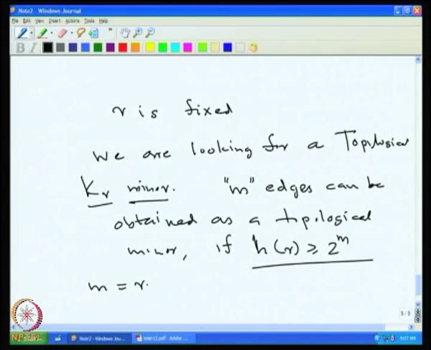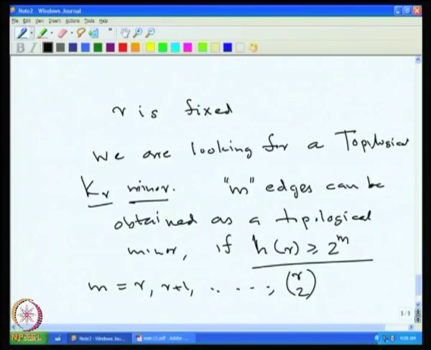So, for m equal to r plus 1, we will do the induction like that till r choose 2. When m becomes r choose 2, that means h of r is greater than or equal to 2 raised to r choose 2, we can get the graph with r choose 2 edges on r vertices. That is the K_r minor, K_r as a topological minor. So, we just have to go through this induction. We will start with a graph with r edges in it. We just need one graph, because when m equals r choose 2, there is only one graph with r choose 2 edges on r vertices, right, it is K_r. So, that will automatically come.